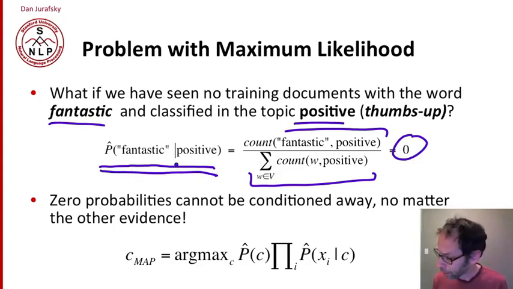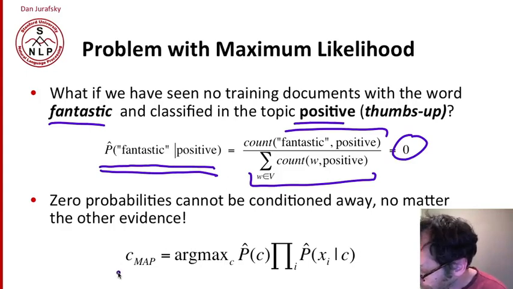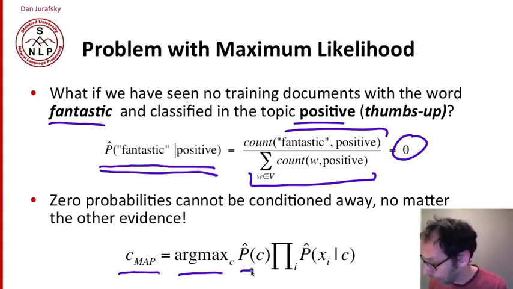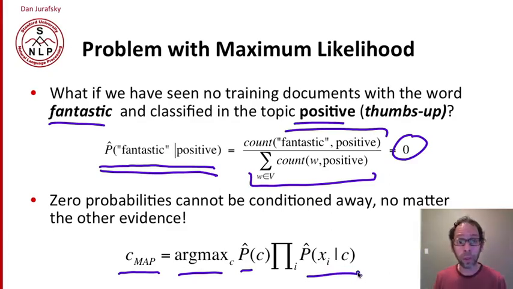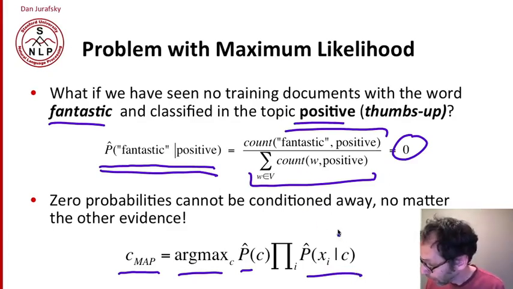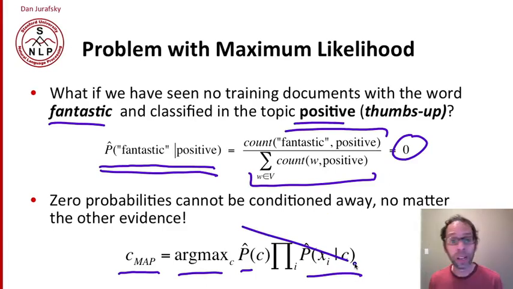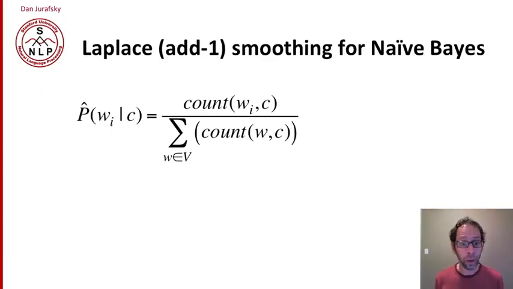Why is that bad? Because these 0 probabilities can never be conditioned away. If we're looking for the most likely class, that's the argmax over all classes of the prior times the likelihood. And if one of those likelihood terms is 0, then this whole thing is 0, and we're never going to pick that class. The solution is very simple.